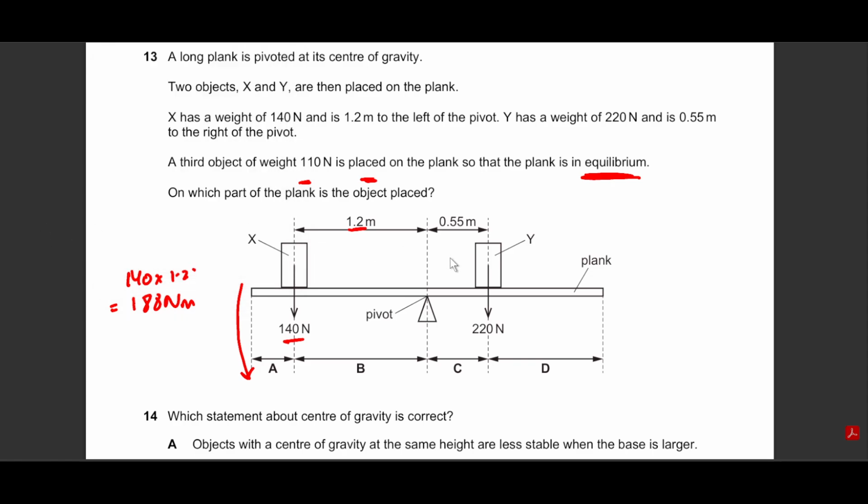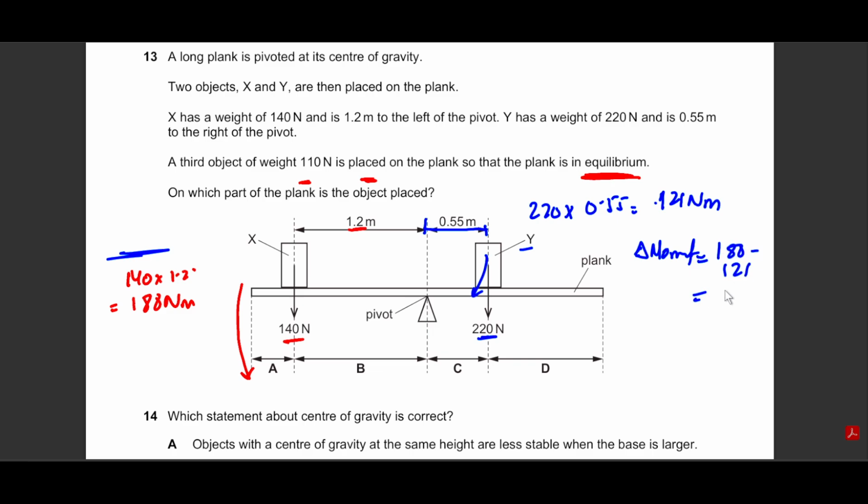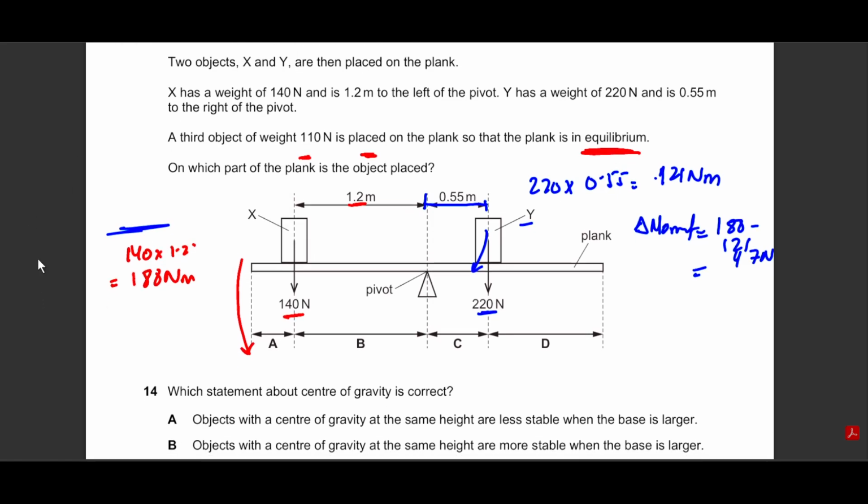If you go for the clockwise moment, which is due to y in this direction, this will be simply 220 force multiplied by its perpendicular distance from the pivot, 0.55. This comes out as 121 Newton meters. As we can see that the anti-clockwise moment is higher than the clockwise moment, let's see what's the deficit. So the delta moment is simply 188 minus 121. This comes out as 47 Newton meters of torque, or of moment that is missing, right?